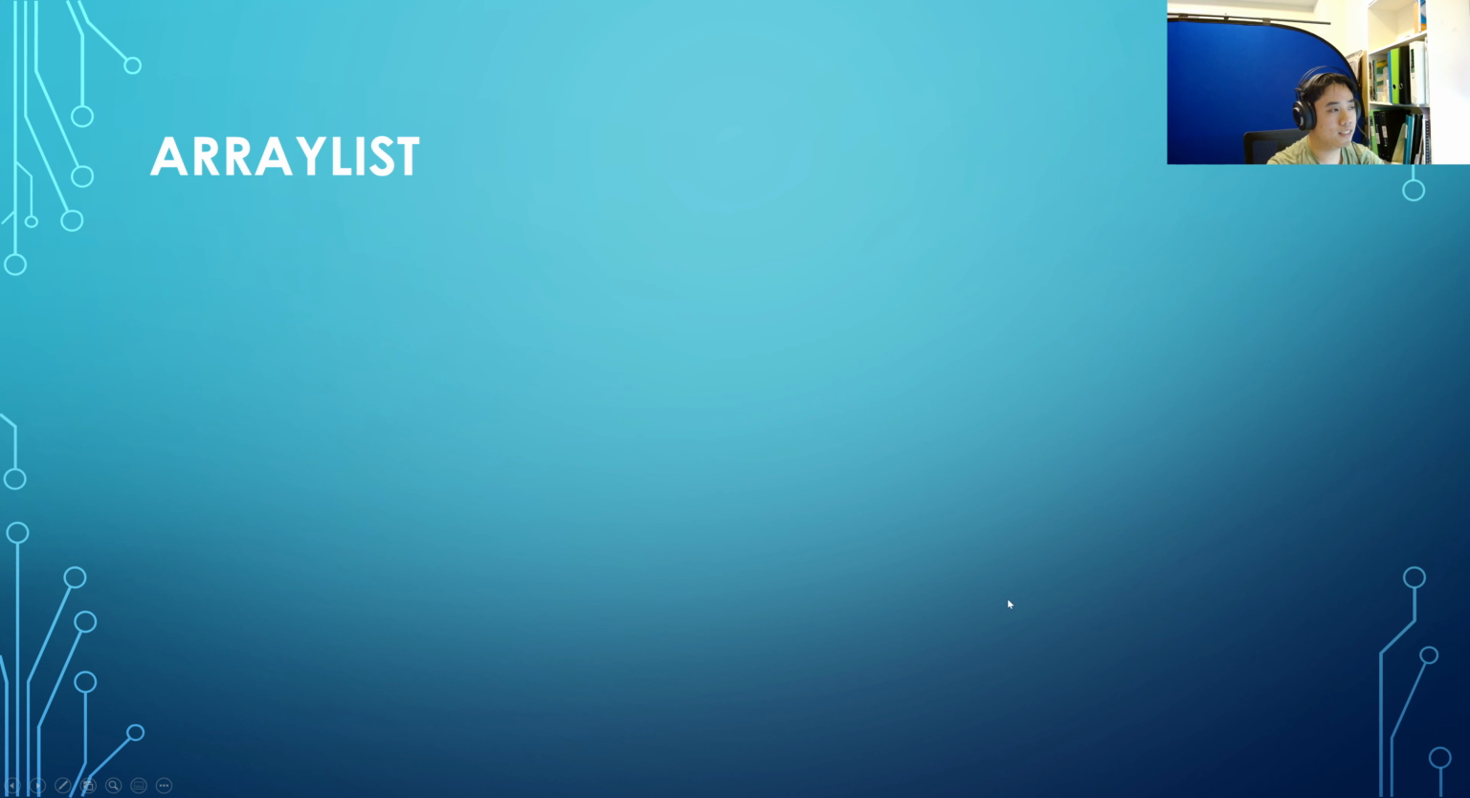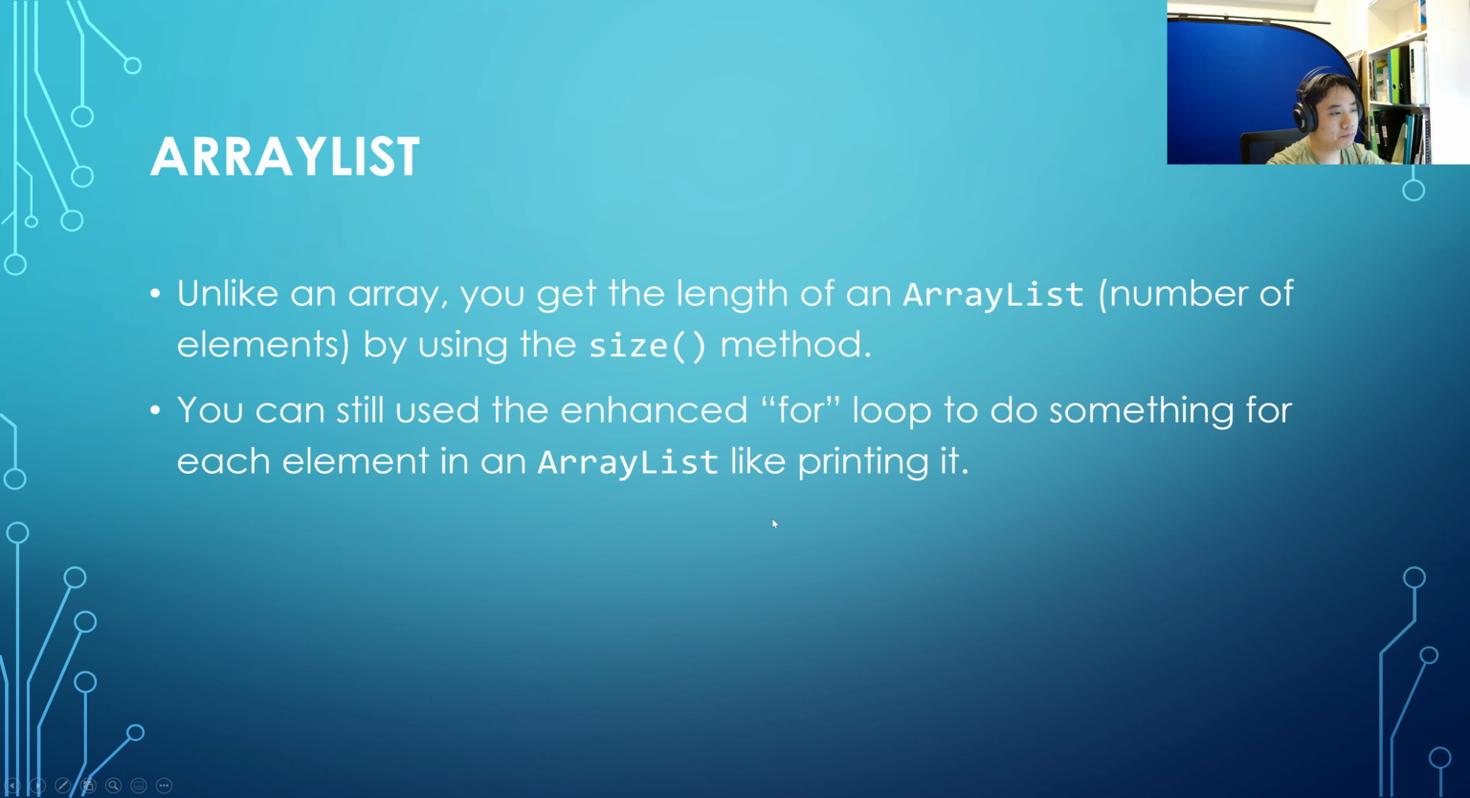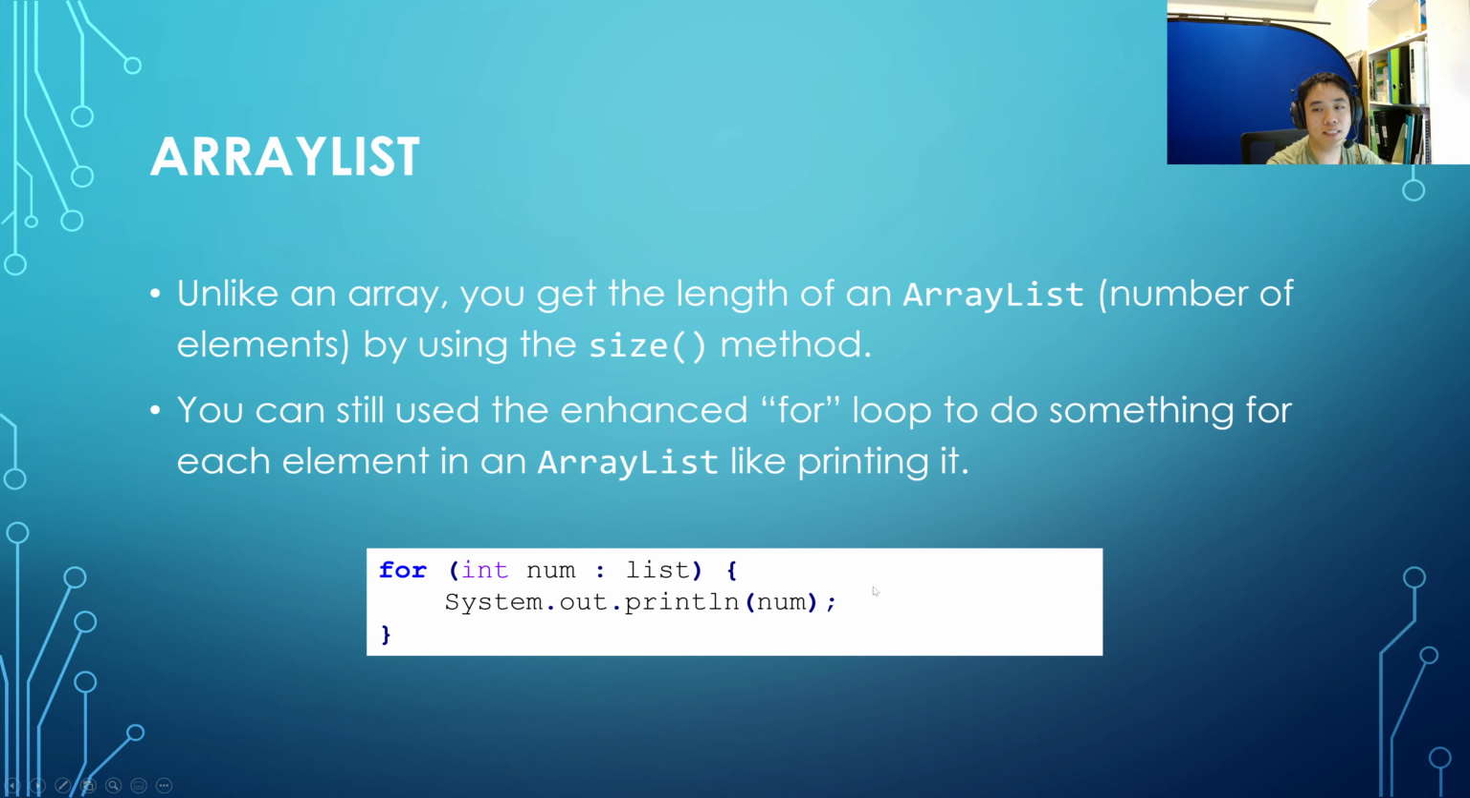So that's array list. A couple more things about array lists is that unlike an array where you use the length property as the number of elements, we use the size method. Make sure you know this because if people mess it up, then the whole program's gonna crash.